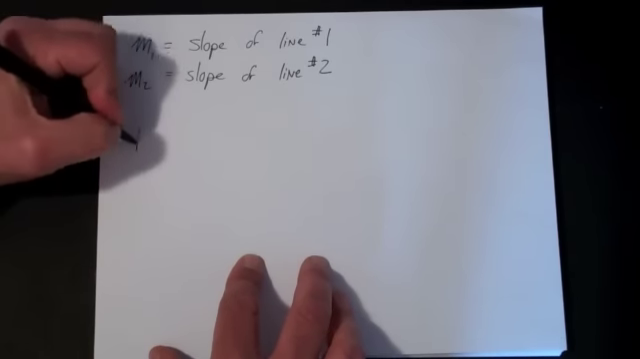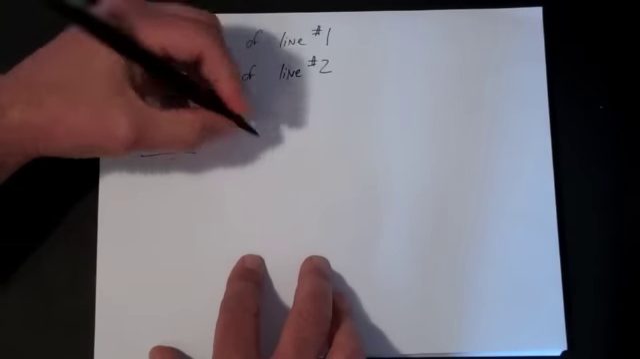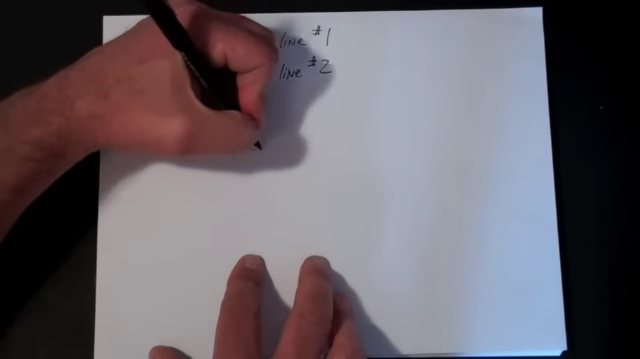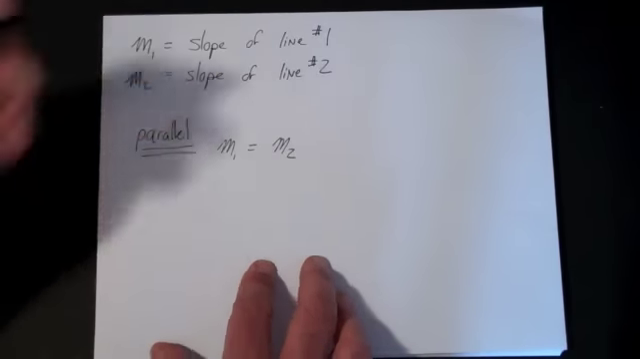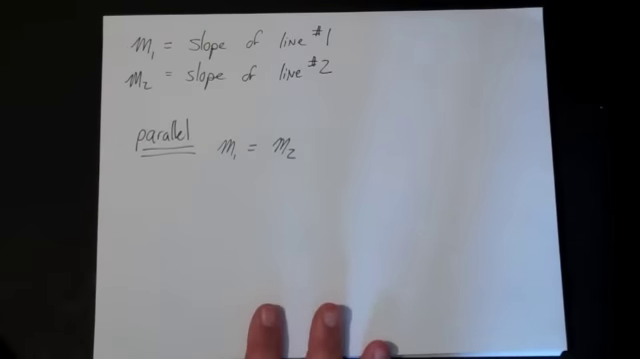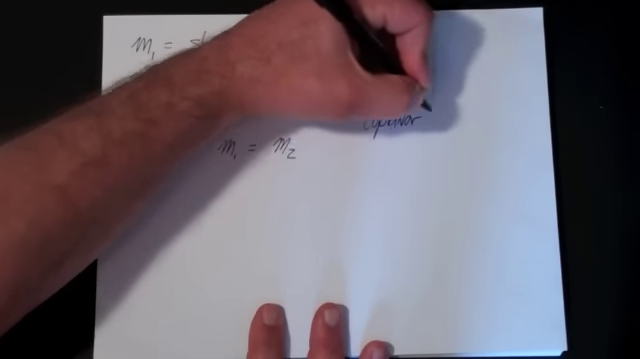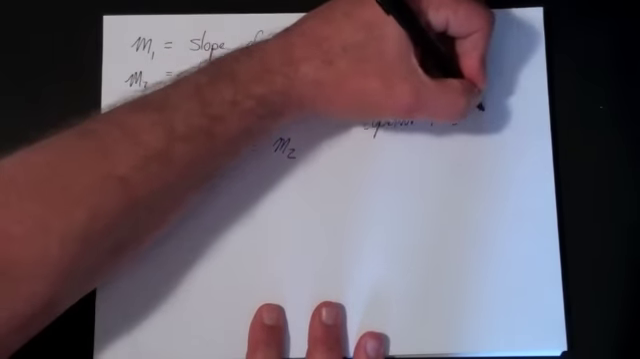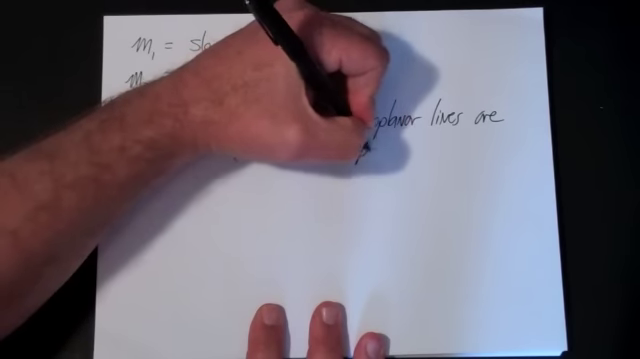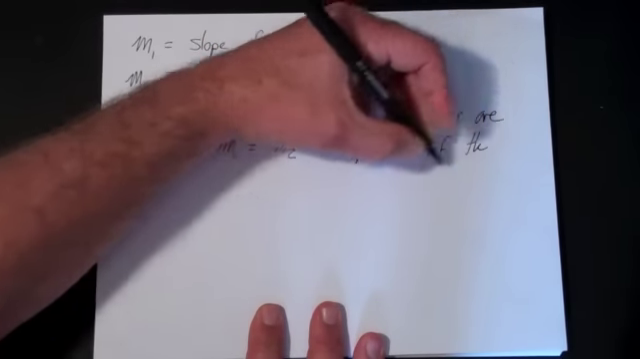So in that case, we say that lines are parallel if M1 is equal to M2. In other words, if lines have the same slope, they're parallel. The formal definition is coplanar lines are parallel if they have the same slope.